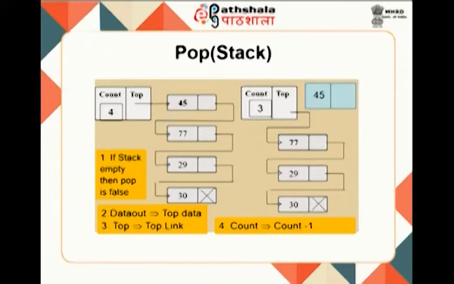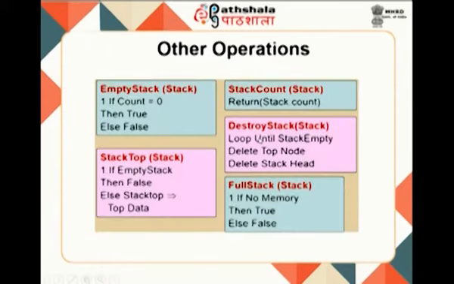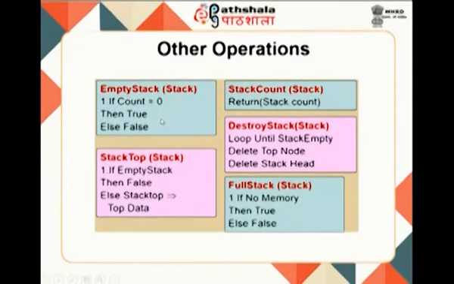Okay. Now, there are other operations that you can do with this linked list or any implementation. If count is equal to 0 in the linked list, then it gives true, else false. So, empty stack is very easy. Stack top, remember what is stack top? Stack top is accessing the top element of the stack. So, if empty stack, then obviously false, you can't access; otherwise stack top is equal to top dot data.